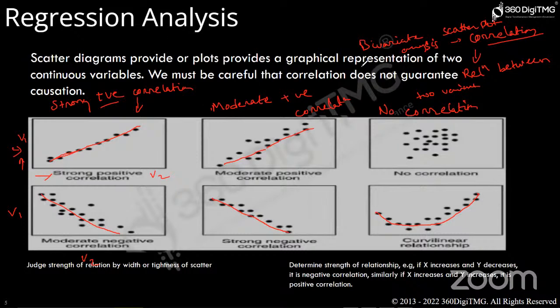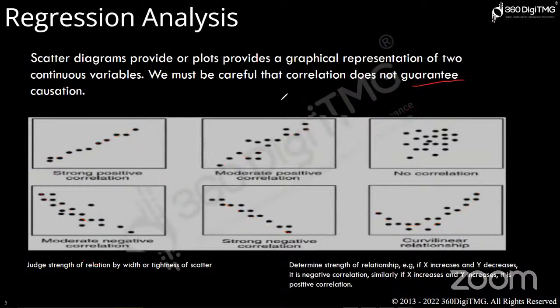So this is correlation, but always remember correlation does not show causation. It will not tell you if V1 is changed, will this affect V2 or not? We don't know. It just shows a relation, but causation guarantee is not there.